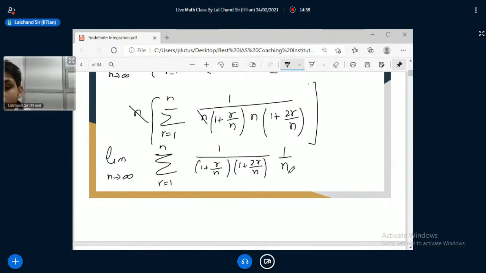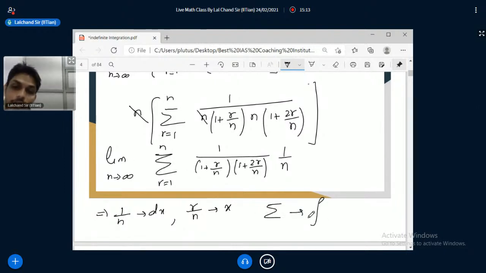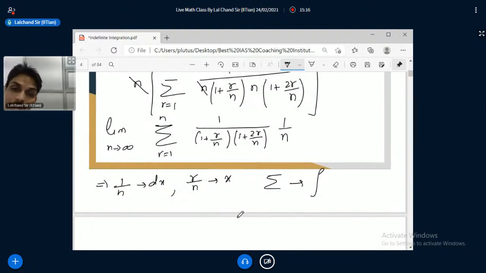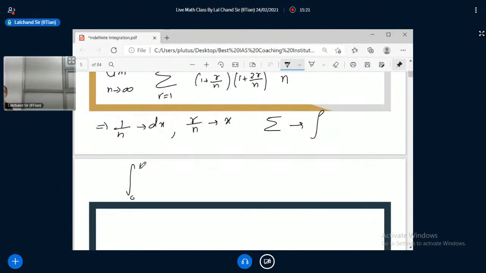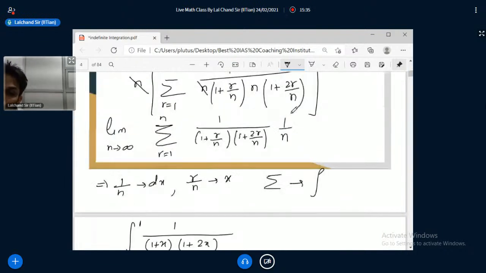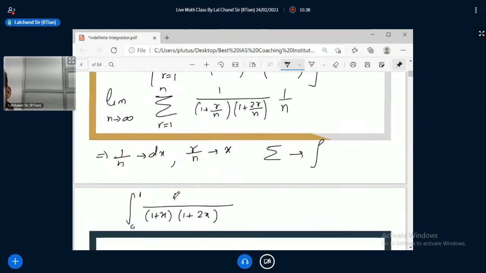Okay. If I make the substitution, 1 by n is converted into dx. Okay. r by n is converted into x. Okay. And this whole sigma is converted into integral. So if I substitute all these values, then this sigma equation is converted into integral 0 to 1, 1 upon 1 plus x, 1 upon 1 plus 2x, and this 1 by n is equal to dx.